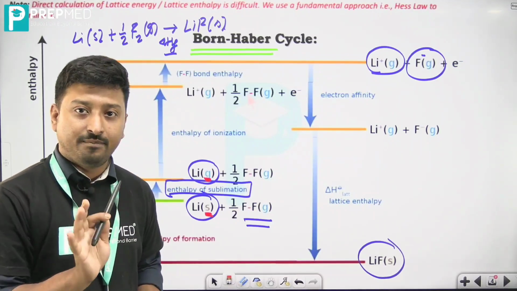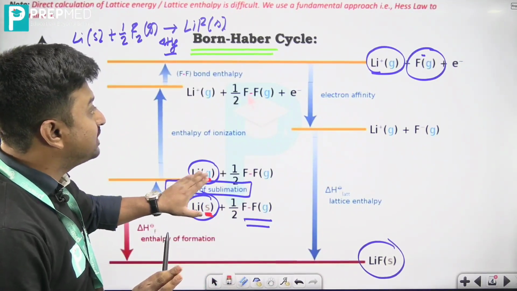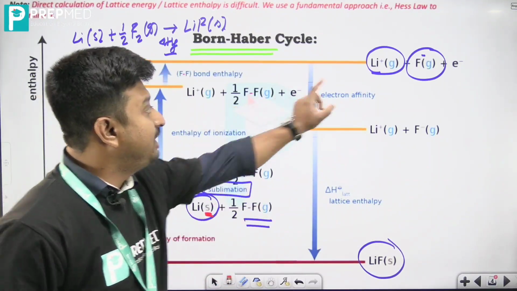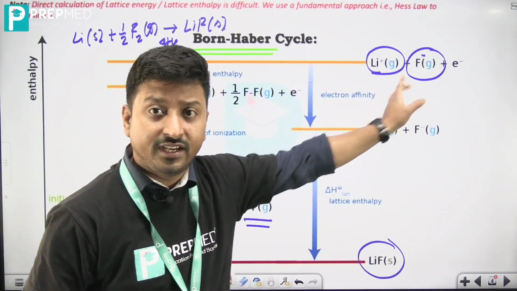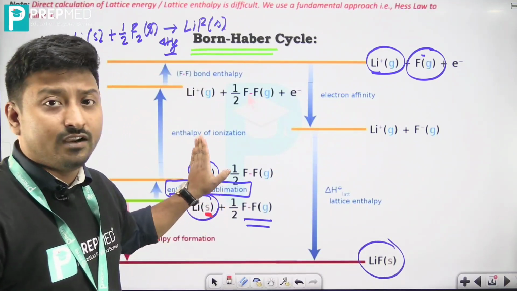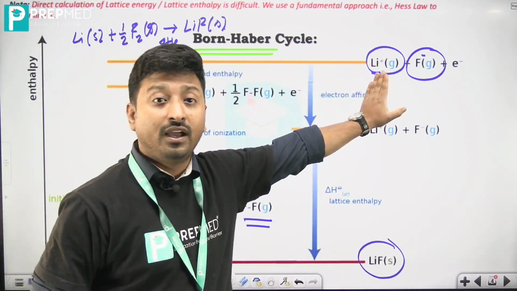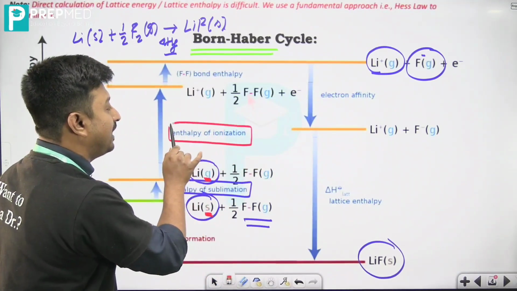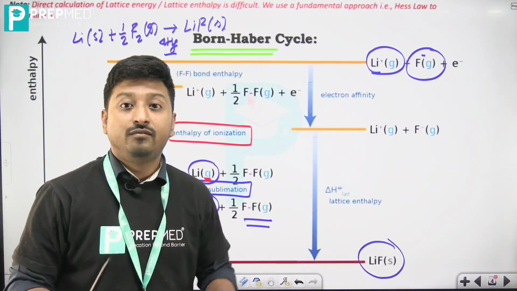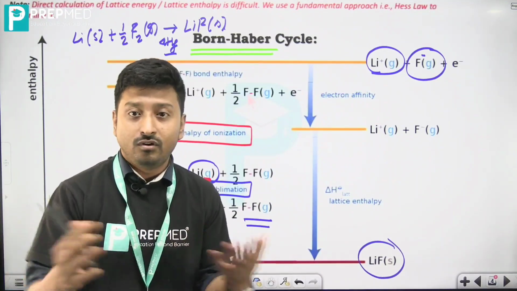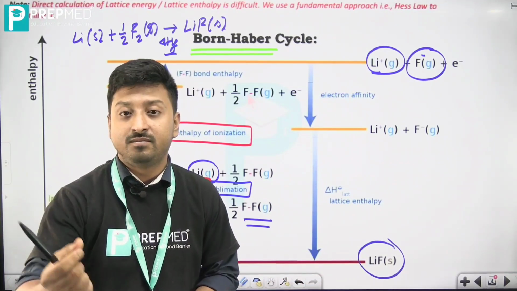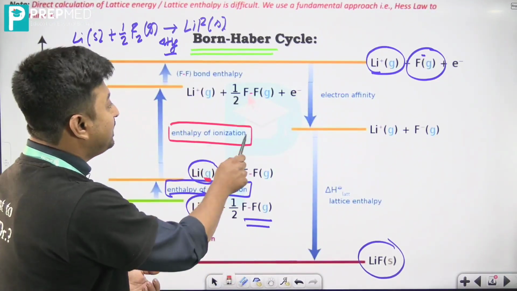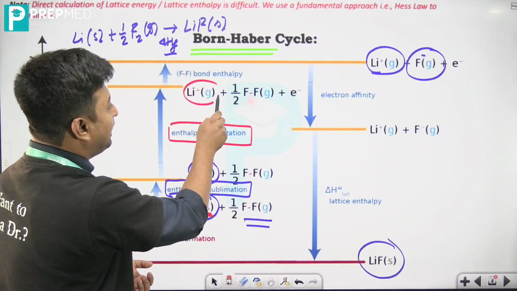Now once this is gaseous, we are still not done yet. Why? Because what we need is the ion. We need the ionic state, right? So lithium gaseous, we have to convert into the lithium ion, and in order to do that, we have to use the enthalpy of ionization. That means we have to ionize. You know ionization energy, which is a simple textbook problem. You can check the periodic properties chapter. Now see, once it is ionized, we are ready with our Li plus ion.